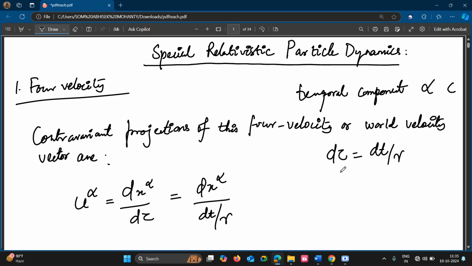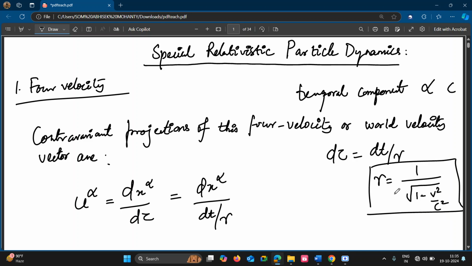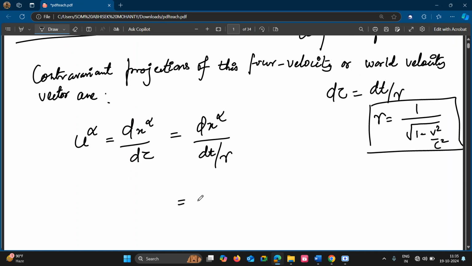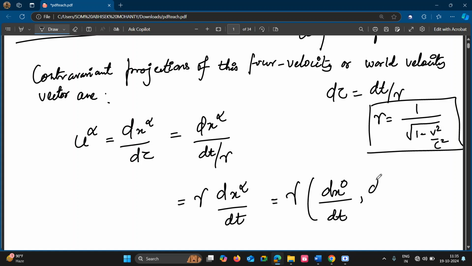Time dilation, if you remember, gamma is simply 1 over the square root of 1 minus v square by c square. And this is your dt by gamma, d tau. So dx alpha divided by dt by gamma, gamma goes up, and it will become gamma times dx alpha divided by dt. This is the zeroth component, the temporal component, and along with it the xyz components.